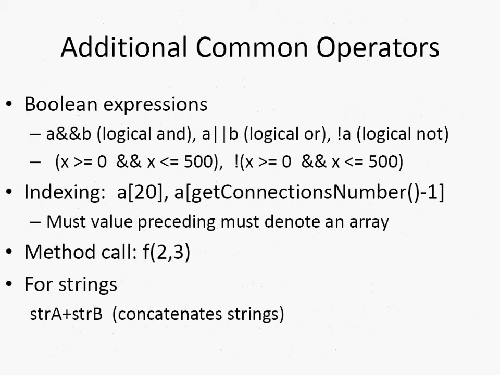It's almost like minus A, so 10 would turn to minus 10. Here, A being true means not A is false, and A being false means not A is true. So we could have something like this: if x is greater than 0 and x is less than 500, if it's in that range.